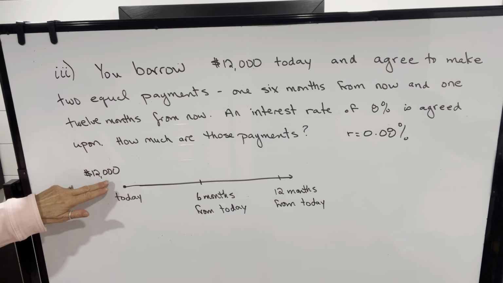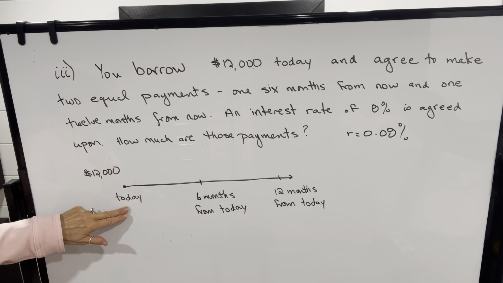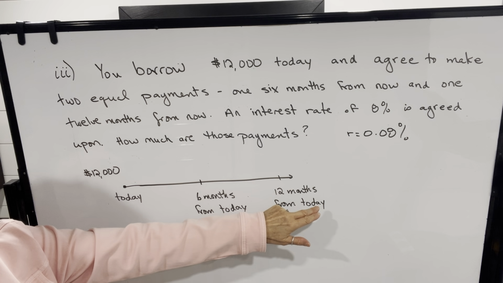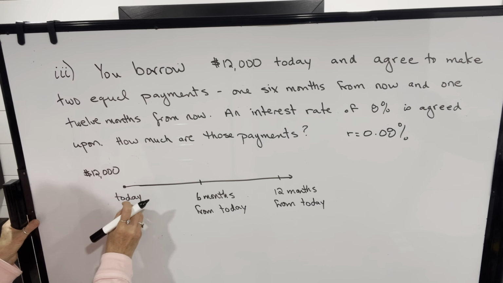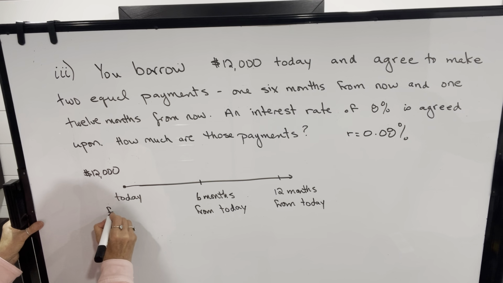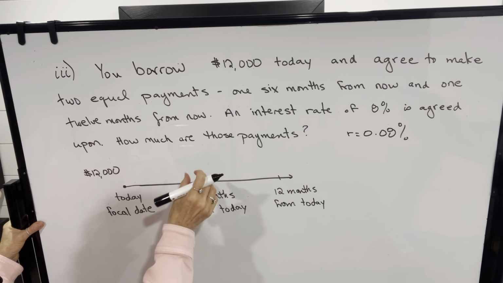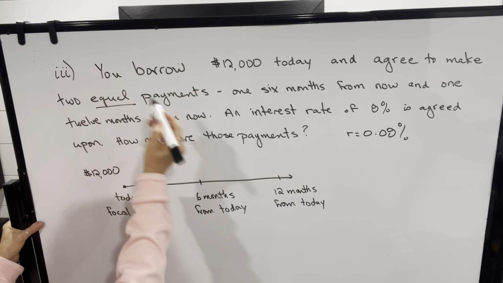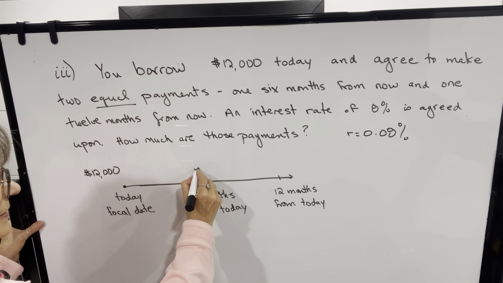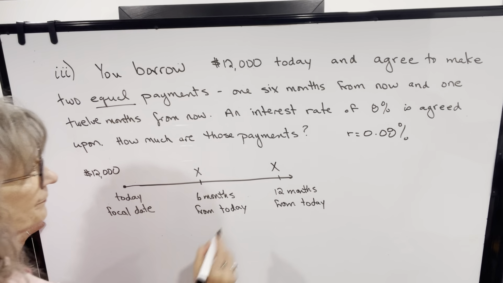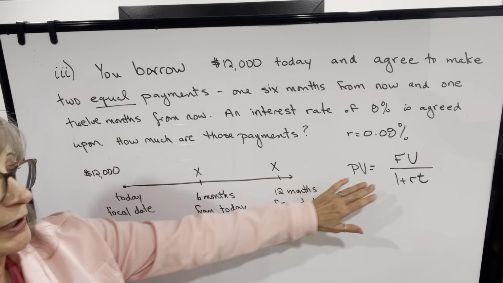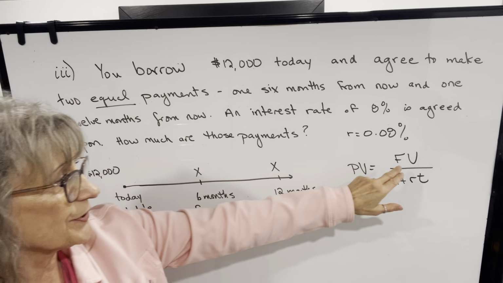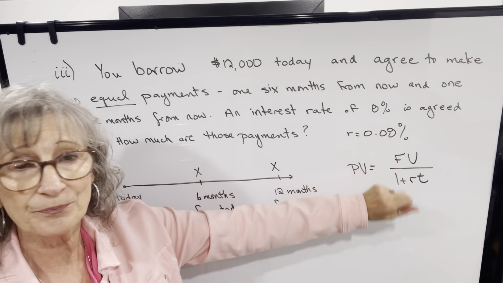All right, so we know we're borrowing $12,000 today, and we're going to make one payment 6 months from today, one payment 12 months from today. So both of those are in reference to this date, so we're going to use this as our focal date. The problem is I don't know how much on this date, I don't know how much on this date, but it's 2 equal payments. So I'm going to call this payment X, and I'm going to call this payment X. So I'm going to be using this formula because these are future values. And even though I don't know the actual values, I can just put an X in for my future value.